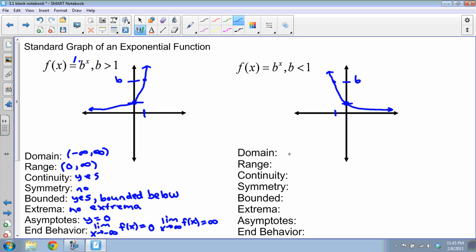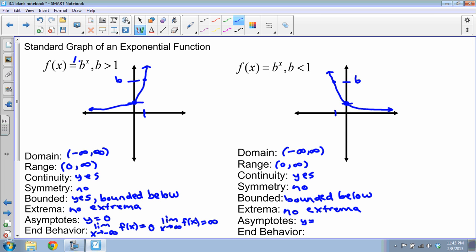So it's really going to be similar on these properties. A couple of them might be different. The domain is still negative infinity to infinity. We still are going from 0 to infinity for our range. We are continuous. There's no symmetry. We're still bounded below. Still no extrema. Our asymptote is at y equals 0.